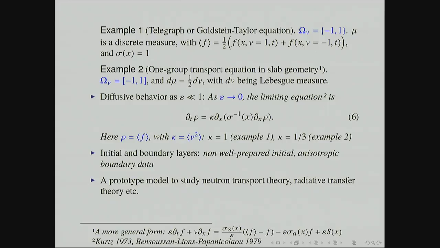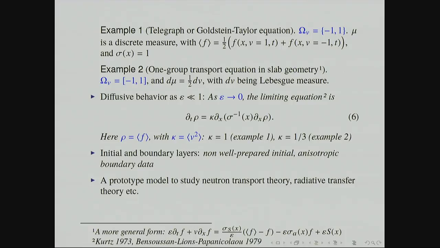For both cases, when epsilon is small, the equation has a diffusive behavior. For instance, equation 6 here gives you the limiting equation. You can see the scattering function will contribute to the diffusion coefficient. The kappa just depends on the velocity variable. Rigorously speaking, this equation is only valid away from the initial time and also the boundary, because the initial condition you have may not be compatible. We call it not well-prepared. In that case, you can have an initial layer. And around the boundary, if the boundary data depends on velocity, that's called anisotropic, then you can have a boundary layer.